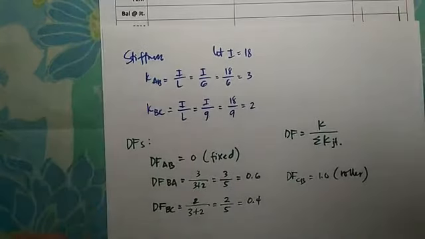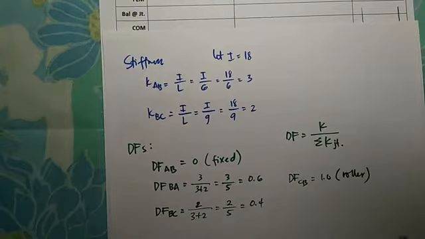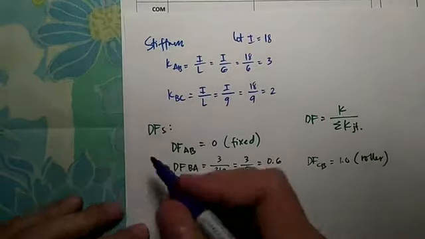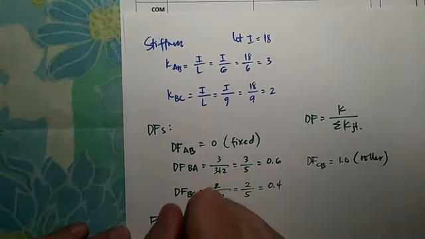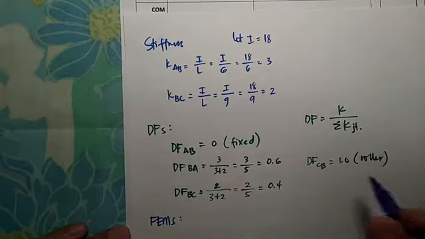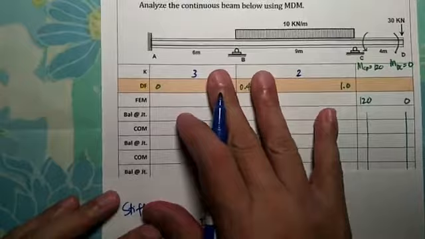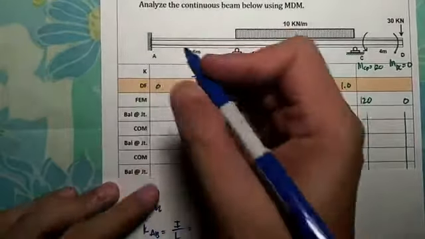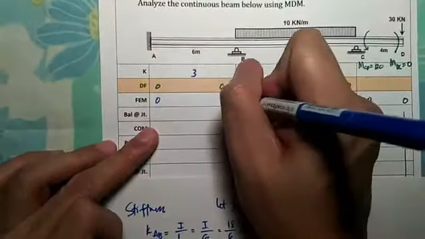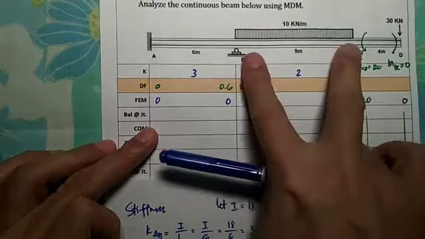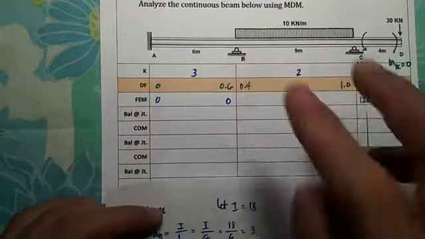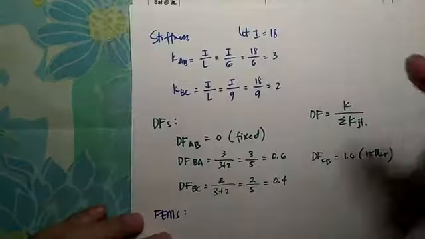Next is the fixed end moment. So, what are the fixed end moments? FEMs. Okay. So, for this case, the fixed end moment here, walang load. So, 0. 0. Okay. Ang fixed end moment dito due to uniform load. Ano yung uniform load doon? Diba?